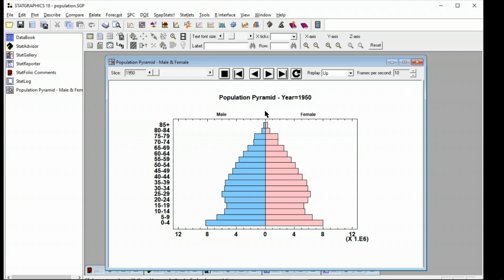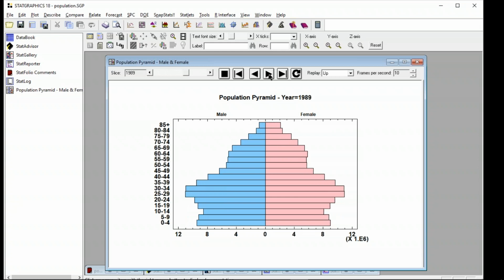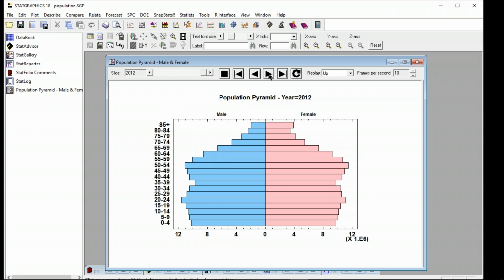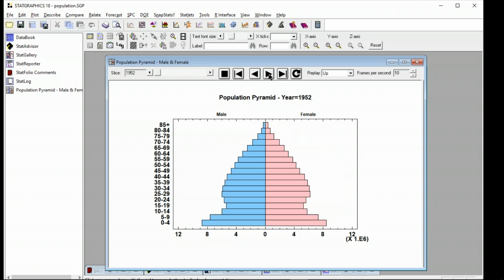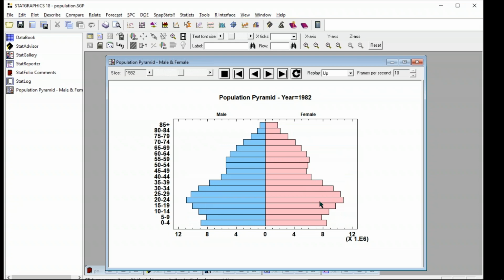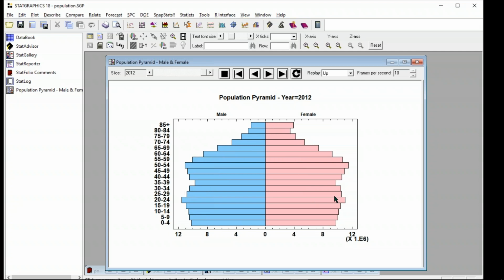Now, I'm going to add a little animation to this and let the year change. So we'll cycle from one year to the next, and you can watch the changes in the population. Number of things you see. First off, I'll do that again. You see the baby boomers getting older. Right? You see the peak, the largest bar, move up the chart.